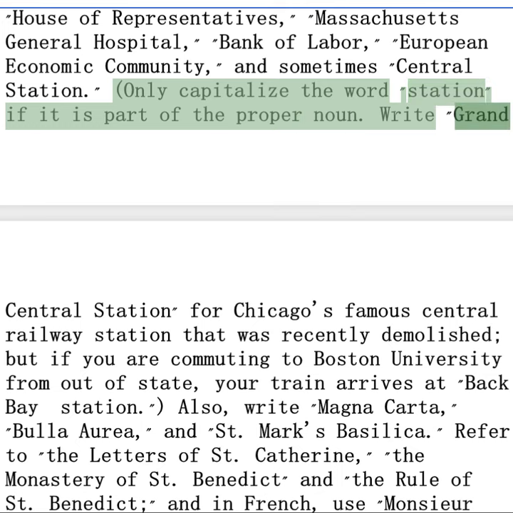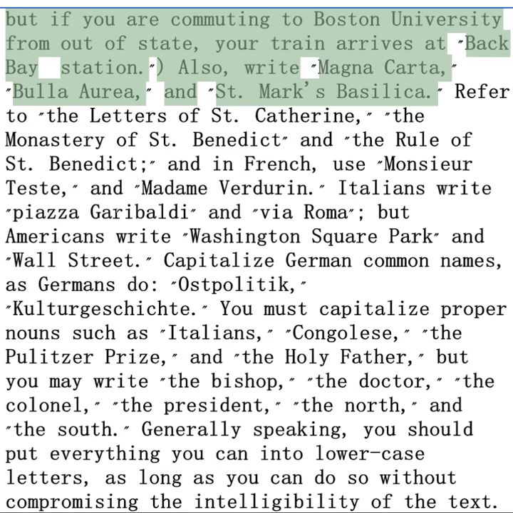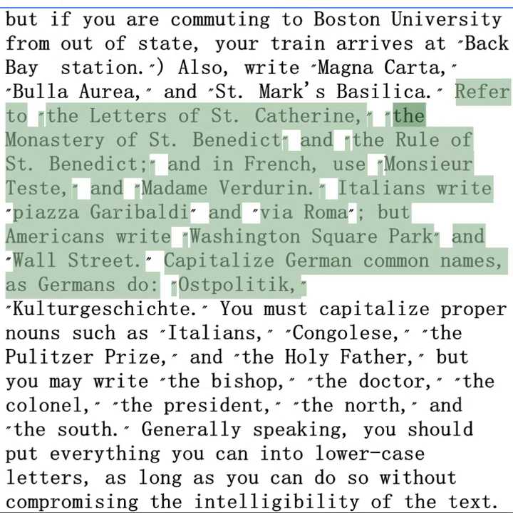Write Grand Central Station for Chicago's famous Central Railway Station that was recently demolished, but if you are commuting to Boston University from out of state, your train arrives at Back Bay Station. Also, write Magna Carta, Bulla Aurea, and St. Mark's Basilica. Refer to the letters of St. Catherine, the monastery of St. Benedict and the rule of St. Benedict, and in French, use Monsieur Swann and Madame Verdurin. Italians write Piazza Garibaldi and Via Roma, but Americans write Washington Square Park and Wall Street.